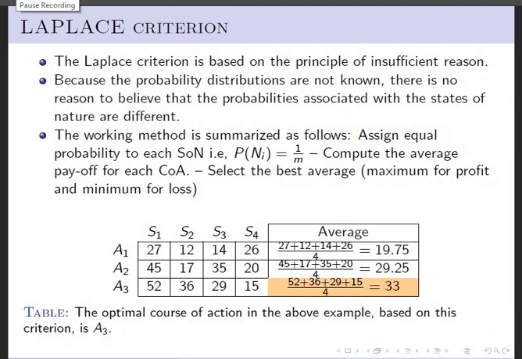Laplace criterion is based on the principle of insufficient reason. Here we compute the average payoff for each alternative. For the given table, the average value corresponding to A1 is 19.75, A2 is 29.25, and A3 is 33. Among these averages, 33 is the maximum. Hence, the alternative A3 is the best option.